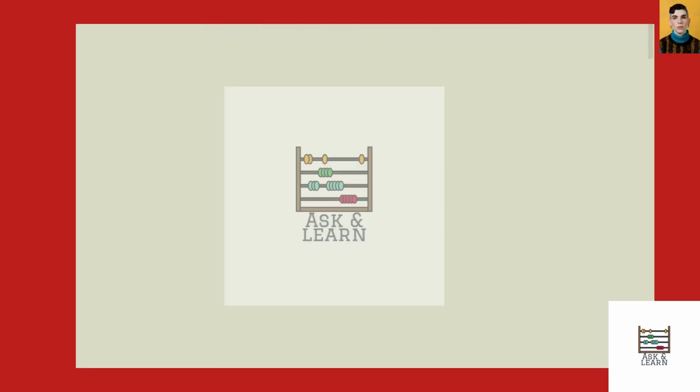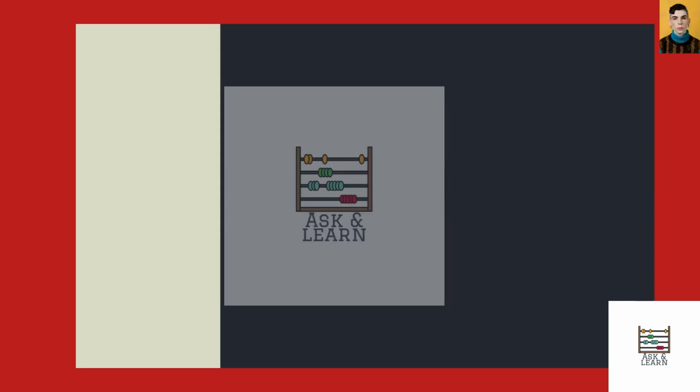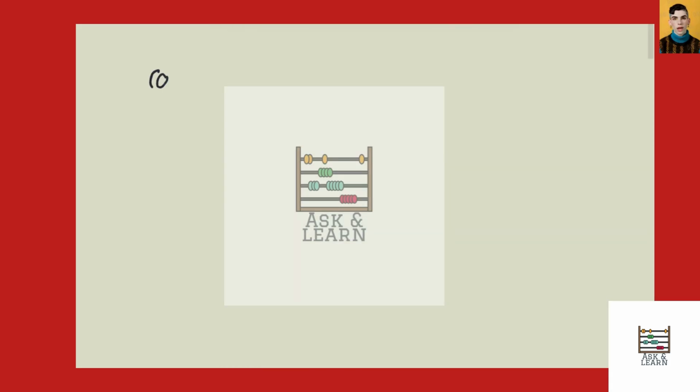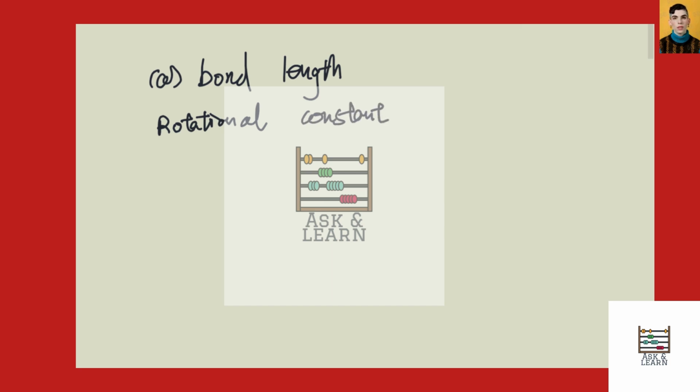Okay, so this question is about the rotational spectra of the molecule. Let's see the first question. The first question asks the bond length. Let's look at the question. The question actually gives us the rotational constant, B, equals 1.92. And then we need to calculate the bond length.